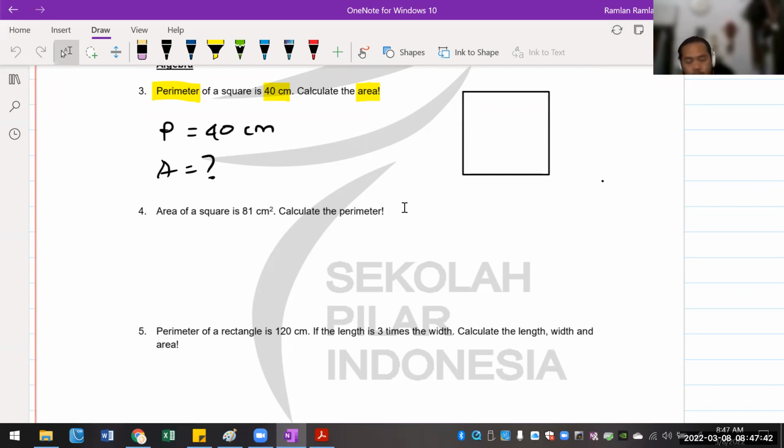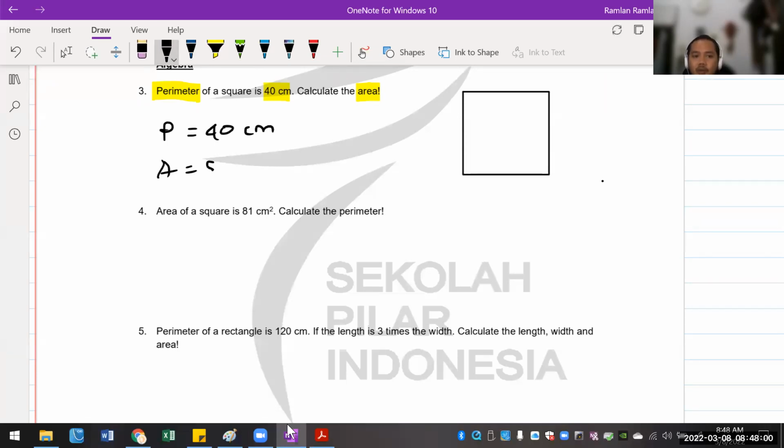Akasha, what is the formula? Remember? Side times side. So we need the side, right? We need the side length to be able to answer this question. Okay, question. Do we have the side length yet?